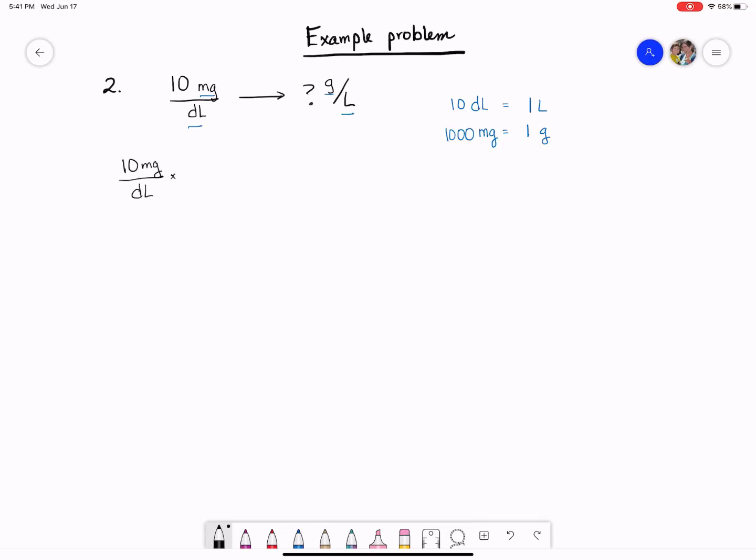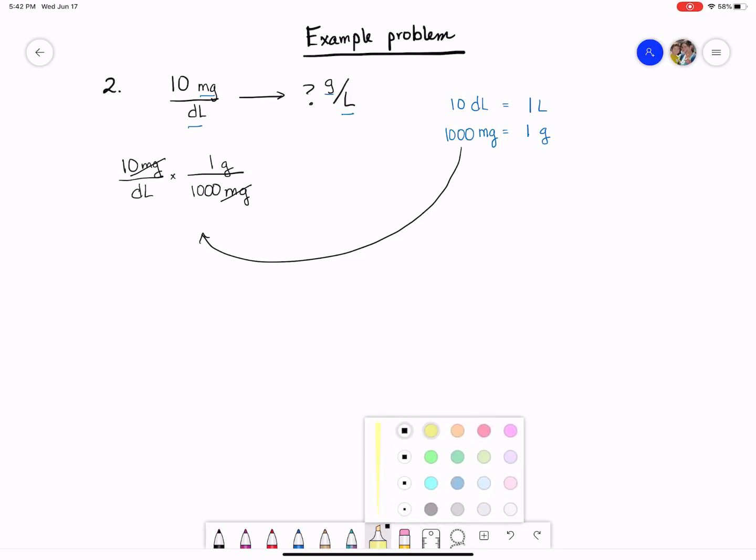All right, we're going to start by doing a multiplication sign and a line. And I'm going to put milligrams on the bottom to get rid of milligrams. That allows me to use the second conversion. 1,000 milligrams equals 1 gram. So put 1,000 there, 1 on top. Milligrams cancels out. And now I have grams per deciliter.